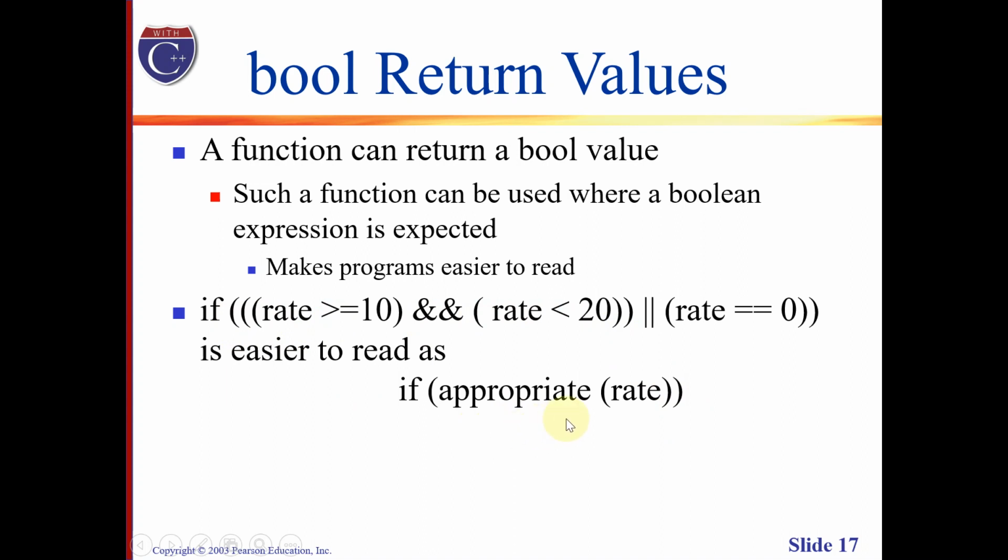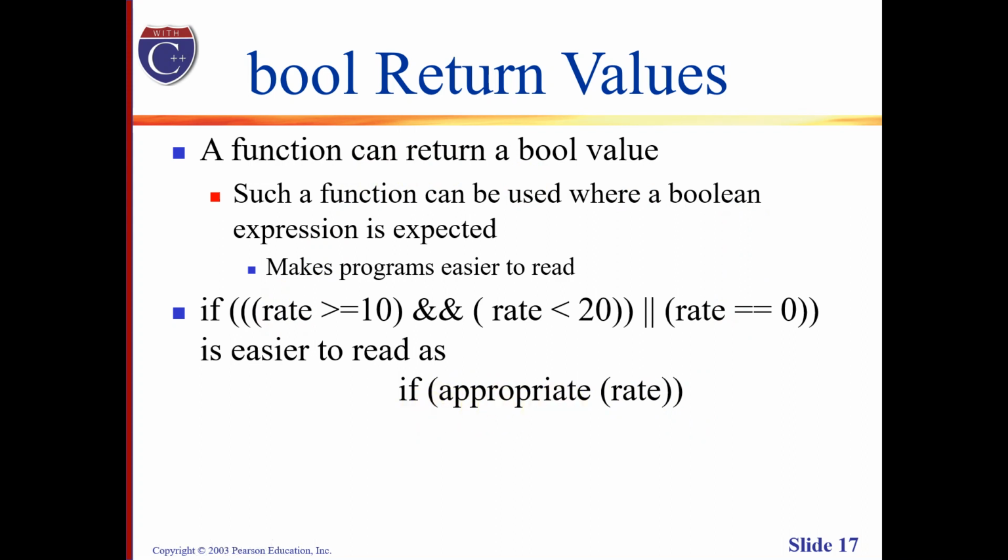As you can see here, since the variable involved here is the variable rate, which will be used in this expression, therefore, we can simply write a function which returns a Boolean value and instead use this variable rate from our Boolean expression as the argument for the function appropriate.